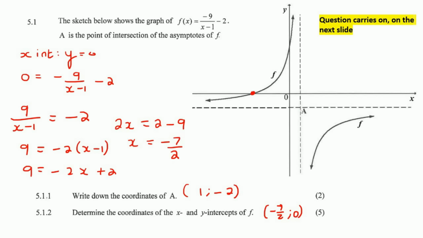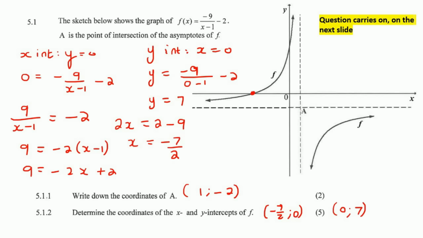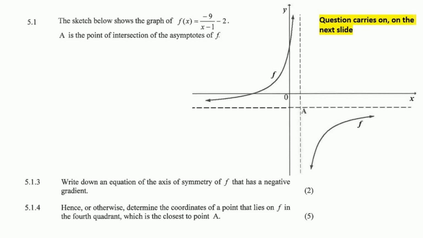Okay, now we need to go find the y-intercept. To do that, we make x 0. So we can say y equals -9 over 0 minus 1, minus 2. And so if we had to go work that out, we're going to get 9 minus 2, which is 7. Okay, so the y-intercept would be 0 and 7. Always give the 0 as well. So what we know so far now is that A is 1 and negative 2. This point here is -7 over 2 and 0, and the y-intercept is 0 and 7.